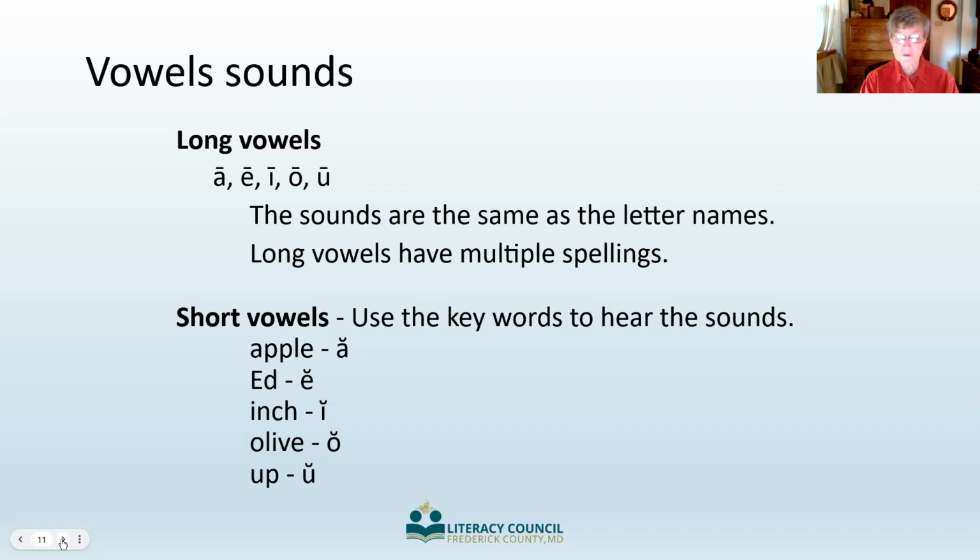Another tricky part with long vowels is that each long vowel can be spelled in several ways. For example, the long E can be spelled as E, like in we, EE, like in feet, EA, like in week, EY, like in key, and E consonant E, like in Pete. And feet and week can both be spelled with either EE or EA, depending on the meaning. So long vowels aren't necessarily all that simple.